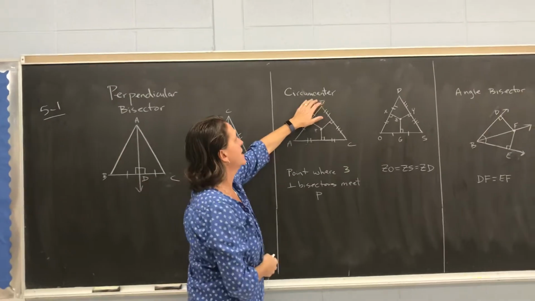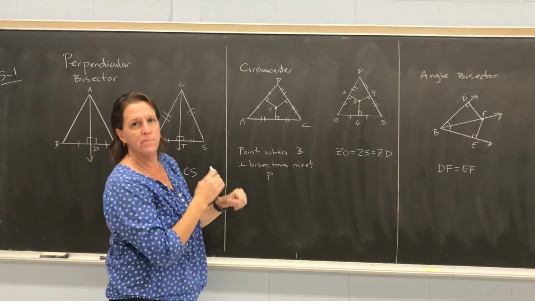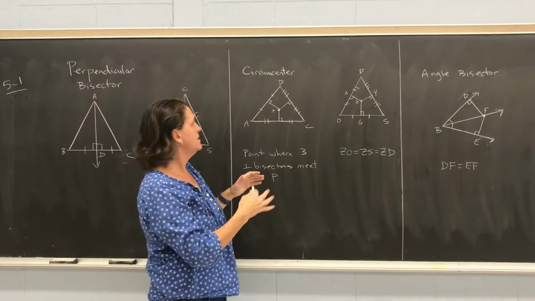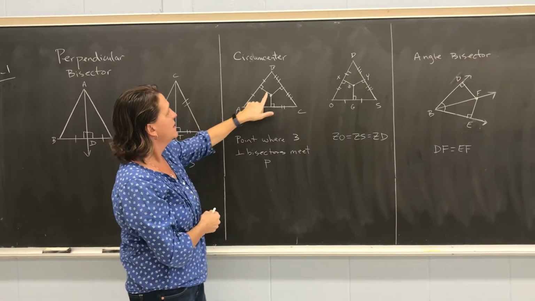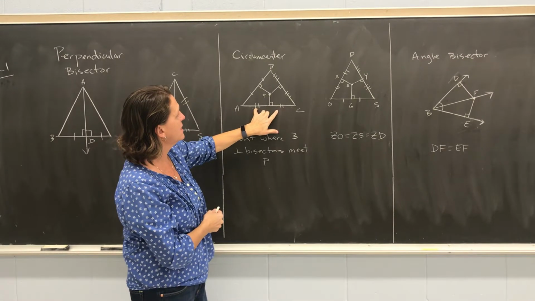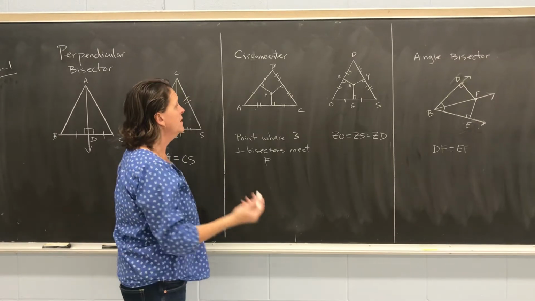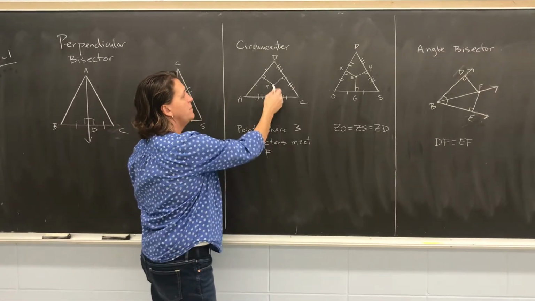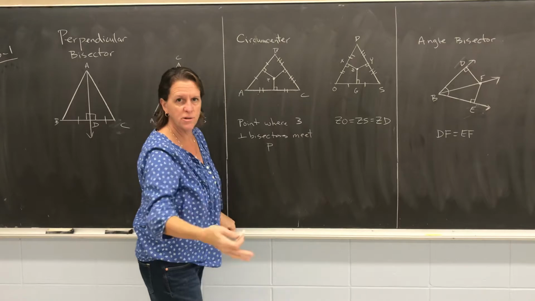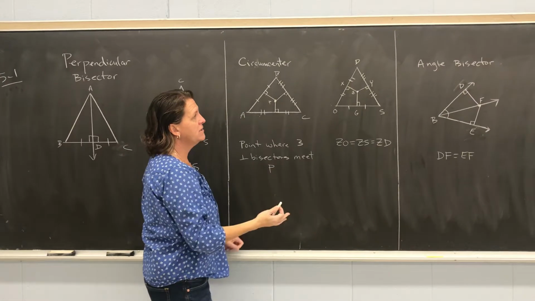A circumcenter is a point where three perpendicular bisectors meet. So instead of just having one, I have a picture with three. Notice 90s, sides cut in half. Now, this is called point P. So I would say P is the circumcenter of triangle ABC. Now, how do I use that?